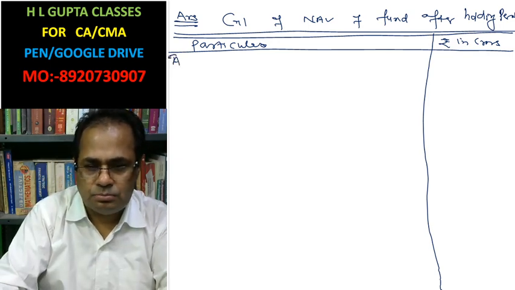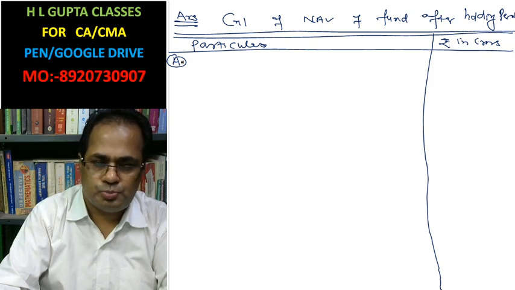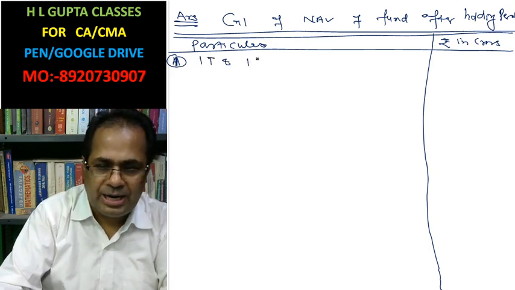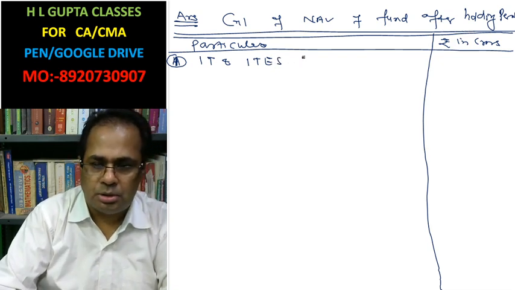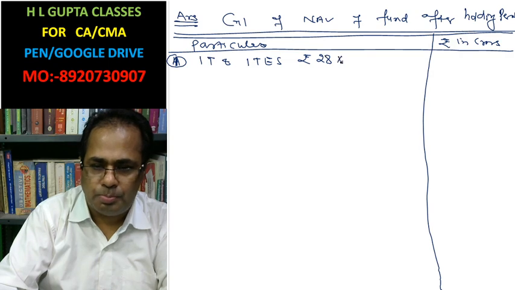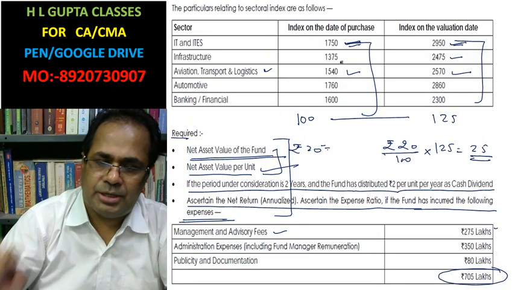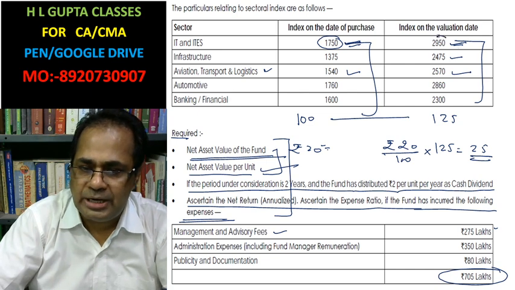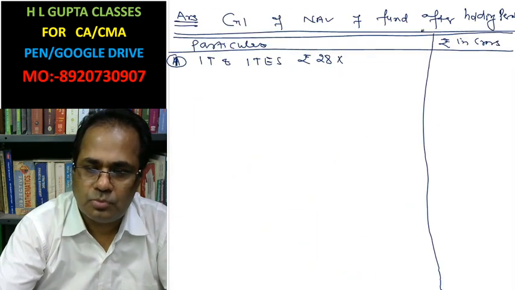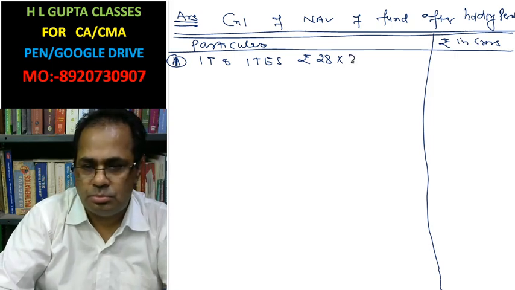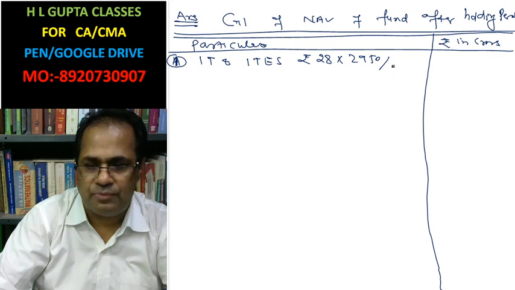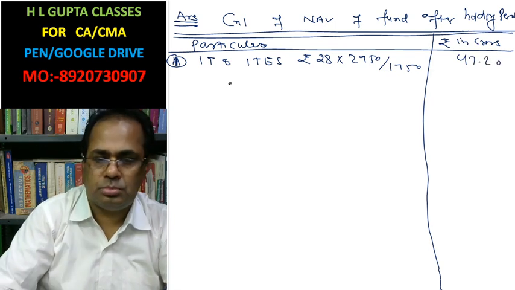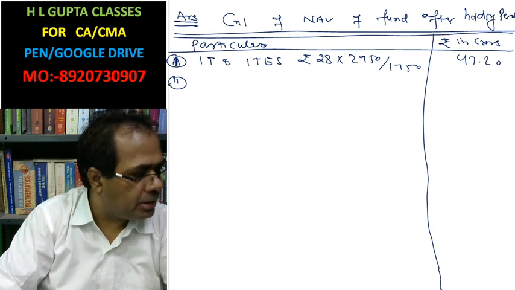Okay, here part A. Your first part is IT and ITES, the value was 28 crore, but what is the index point? Look at here, at the time of investment it was 1750, but currently it is 2950. At the time of investment 1750, this becomes 47.20.